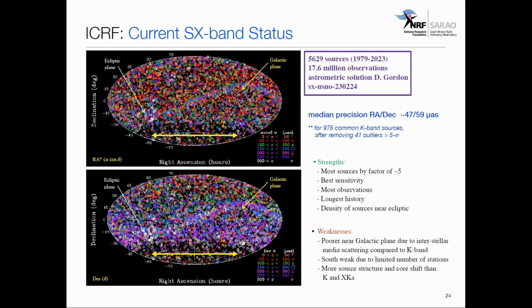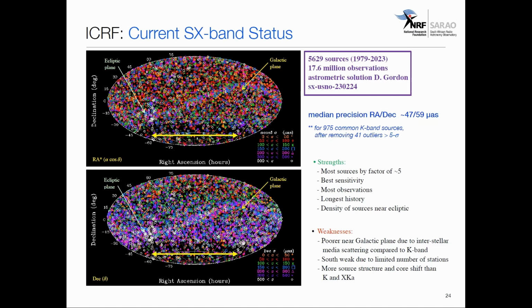The strengths of the X/S band frame, of course, it still has the most sources by a factor of 5. It has the best sensitivity, most observations, longer history, and also the density of sources here near the ecliptic, which is very important for interplanetary navigation.